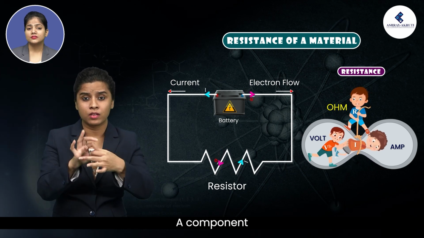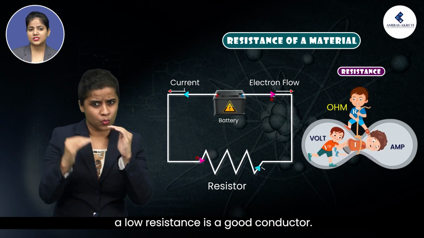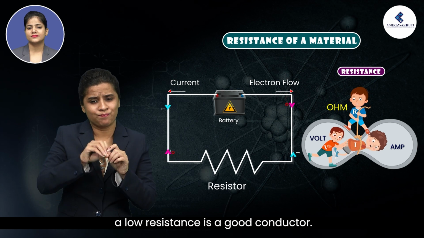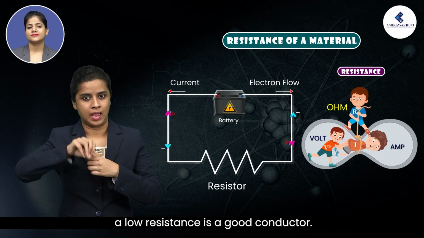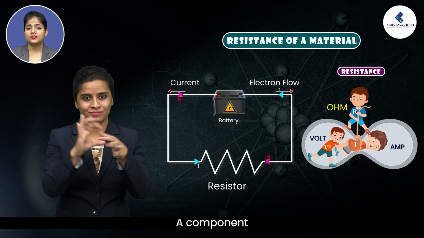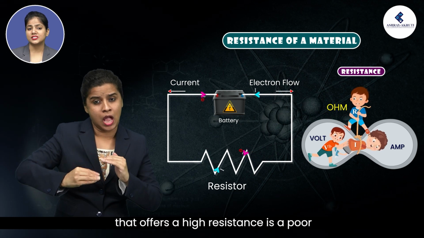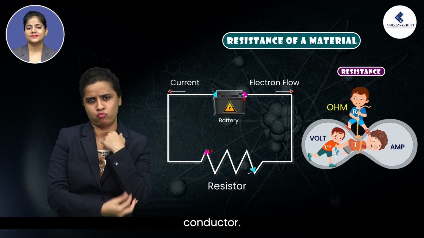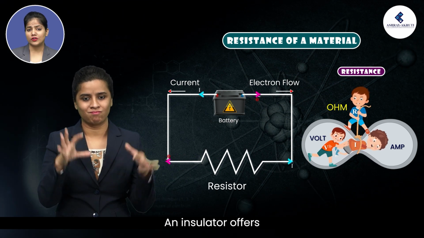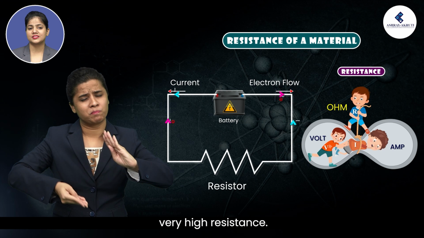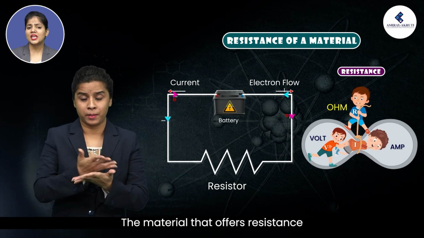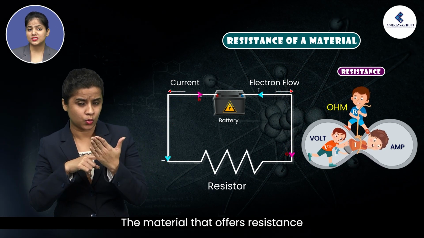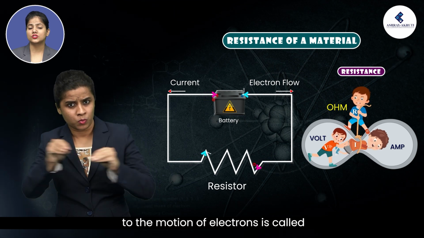A component that offers a low resistance is a good conductor. A component that offers a high resistance is a poor conductor. An insulator offers very high resistance. The material that offers resistance to the motion of electrons is called a resistor.